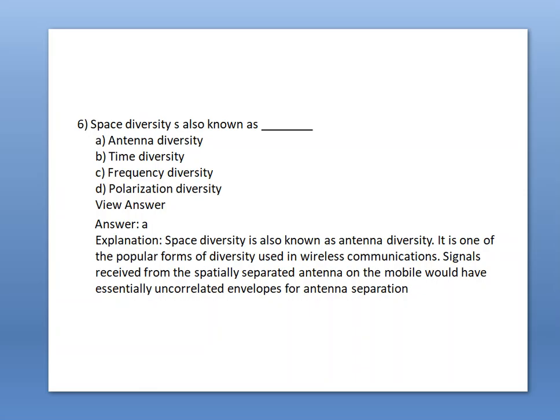In OFDM, orthogonal frequency division multiplexing uses orthogonal carriers. Each carrier can be called a subcarrier, and each subcarrier has an orthogonality relation between them. So that's why the answer is antenna diversity.